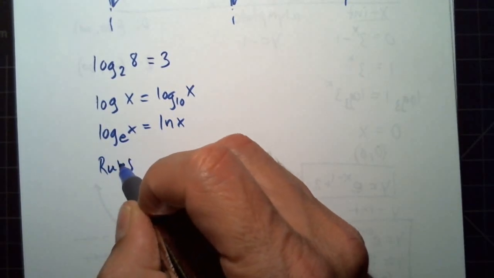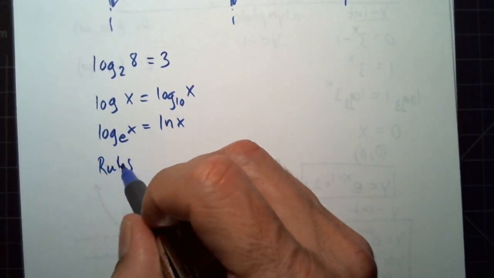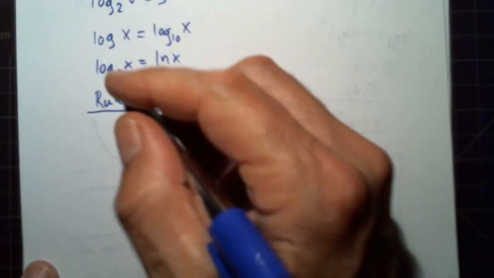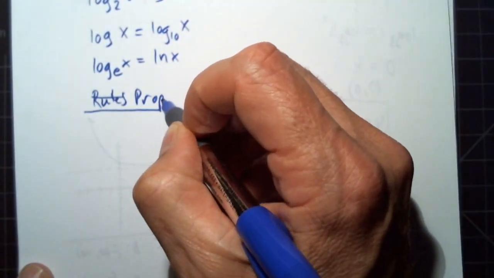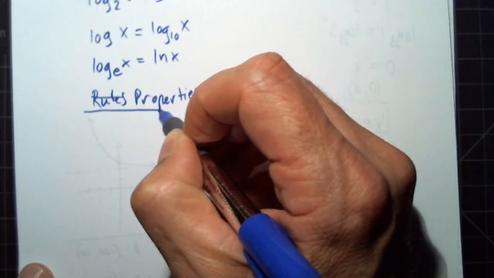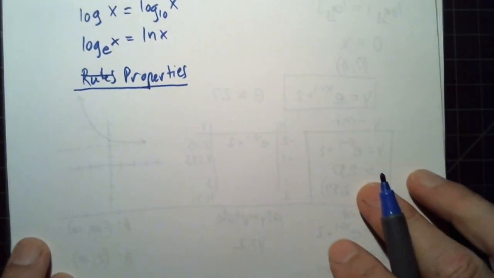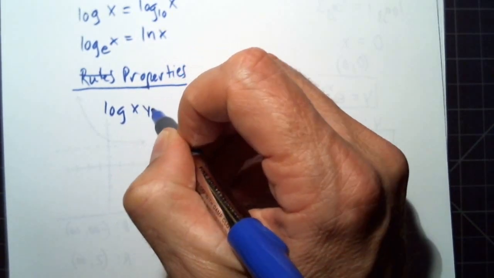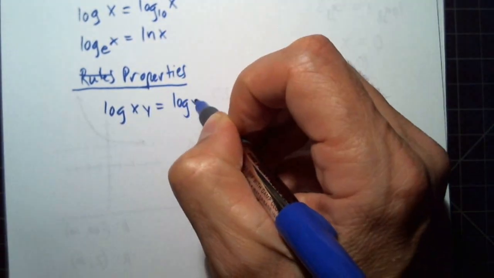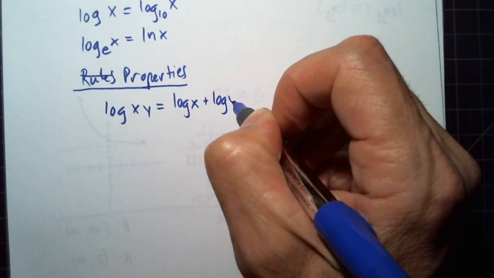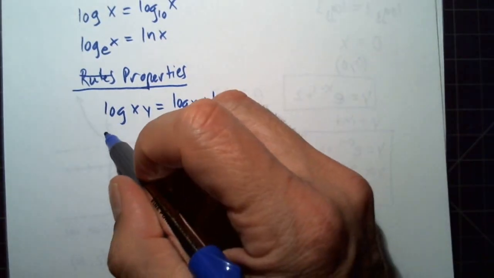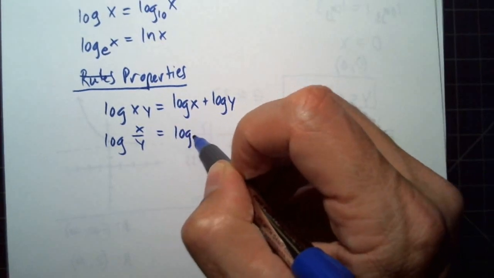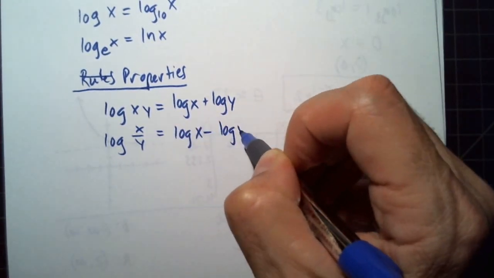And then we have some properties of logarithms. If you have the log of a product, you can rewrite it as the sum of the logs. If you have the log of a quotient, it can be the difference of the logs.